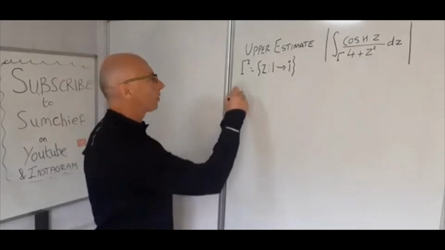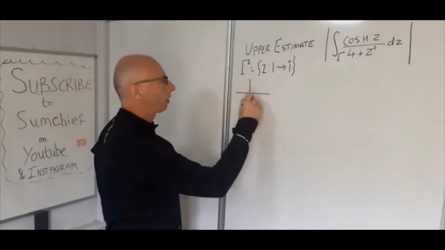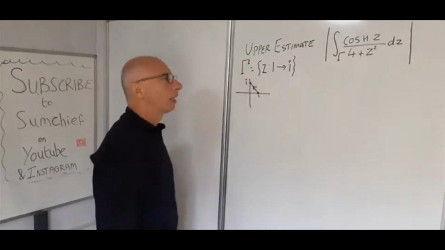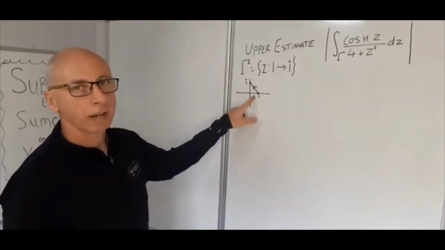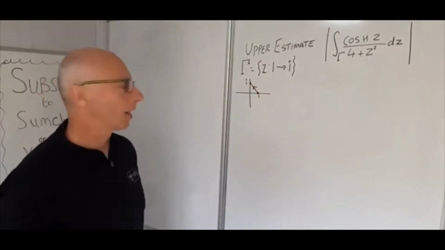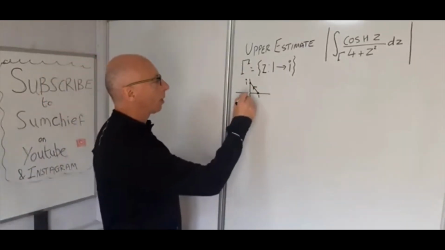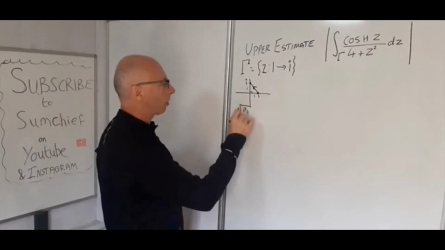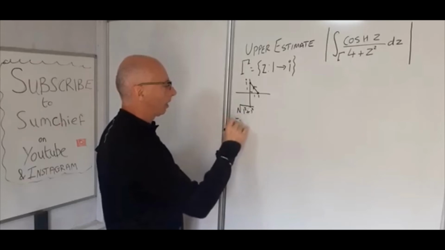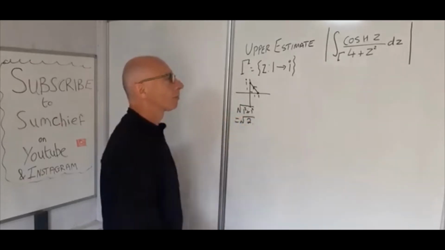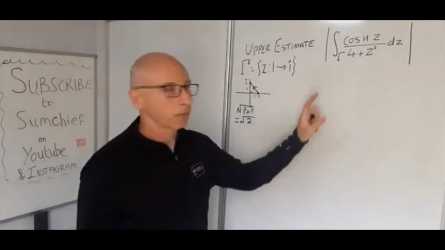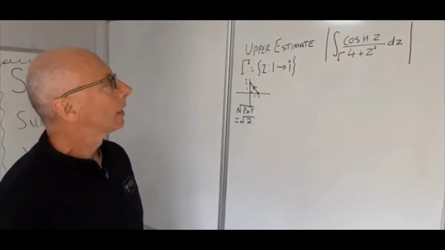So first things first, let's just draw that on the graph. It goes from 1 to i, which goes there. The first thing we can work out is the length of this line here. Well, we're using simple Pythagoras. We've got 1 and 1, so basically the square root of 1 squared plus 1 squared, which is the square root of 2. So that's the length of this line here. That's good, we need to know that.